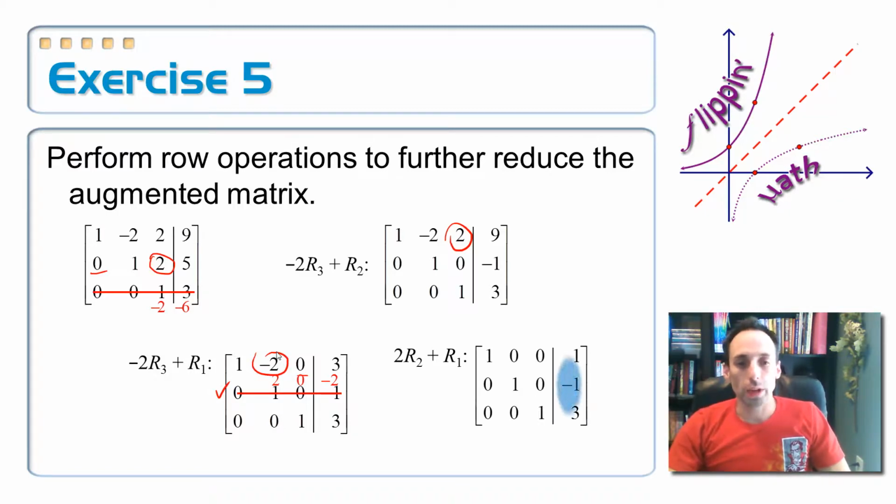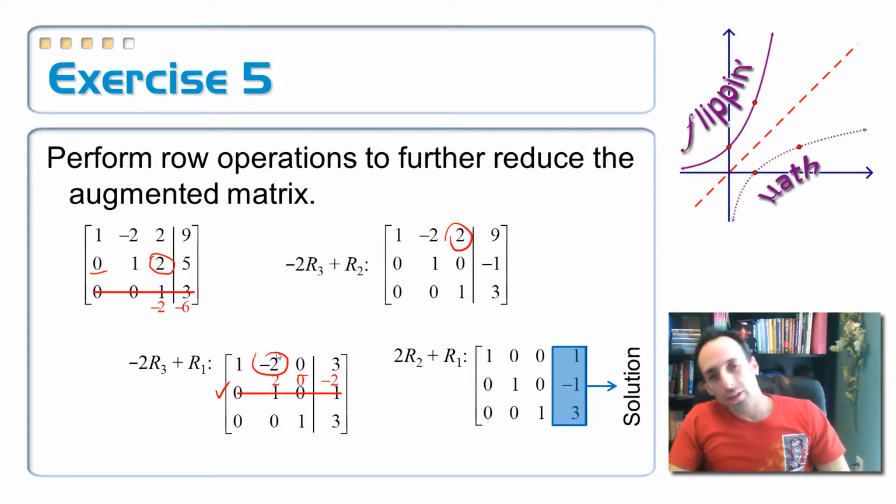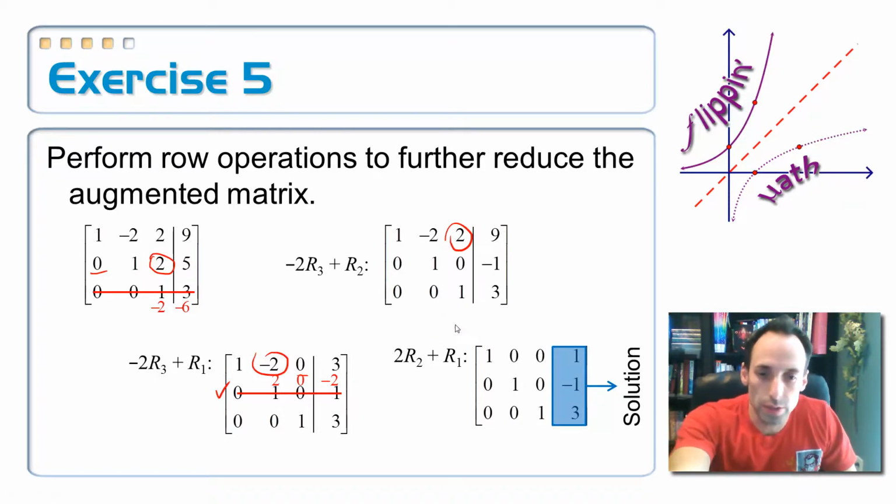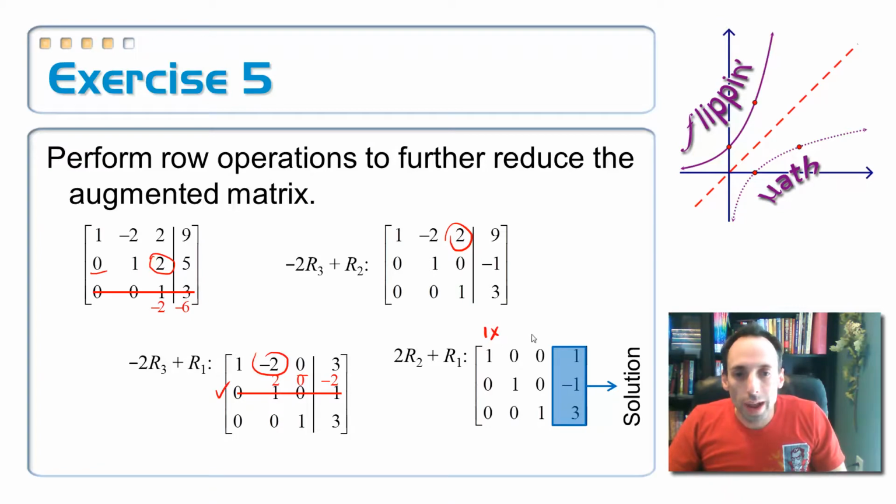What I'm left with on the far right hand side is the solution. Look at the left side. What is that? That's the identity matrix. Basically what this is saying is 1x is equal to 1. The next row is saying 1y is equal to negative 1. And the last row is saying 1z is equal to 3. And there I have my answer.